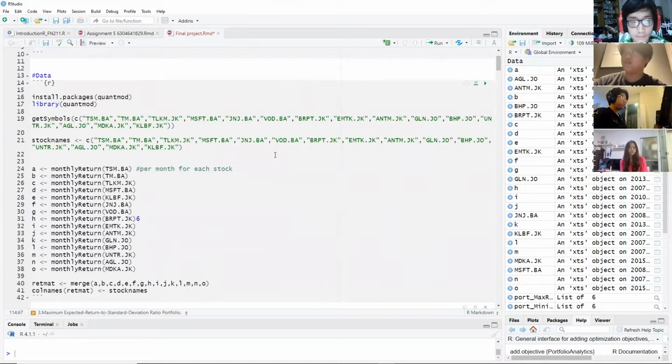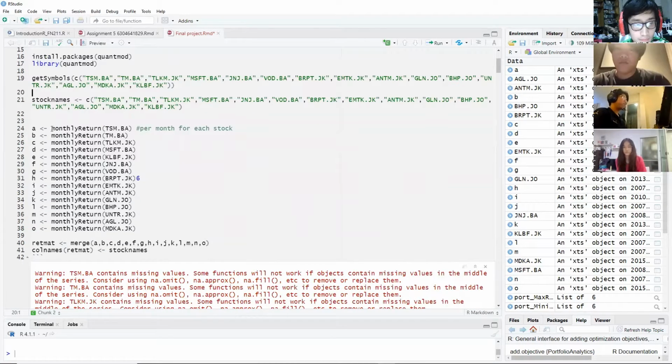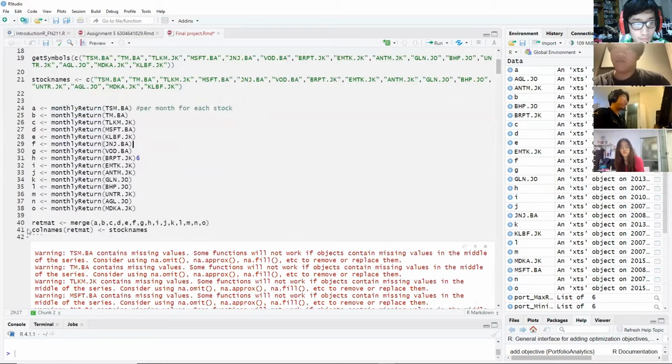The 15 stocks we chose include TSM, TM, TLKM, MSFT, KLBF, JNJ, BOD, BRPT, EMTK, AMTM, GLN, BHP, UNTR, AGL, and lastly MDKA. After we chose the stocks, we gathered statistical data on the monthly return of each stock for the past year. After we gained the data, we stored it in RStudio and merged it all together to make it easier to calculate other variables in the upcoming section.